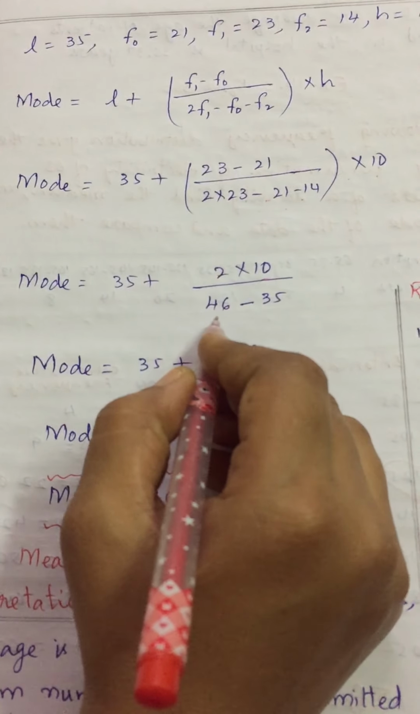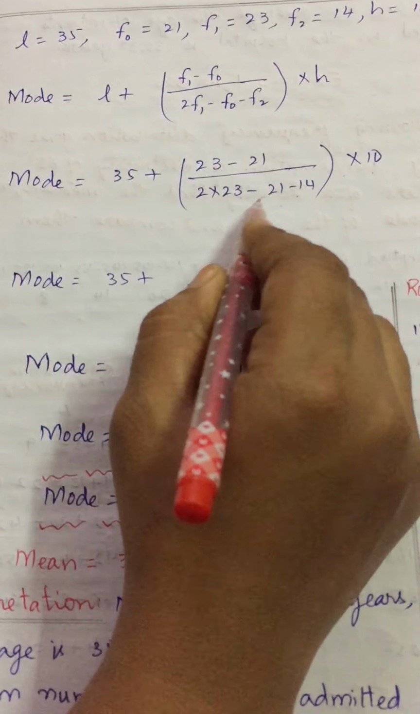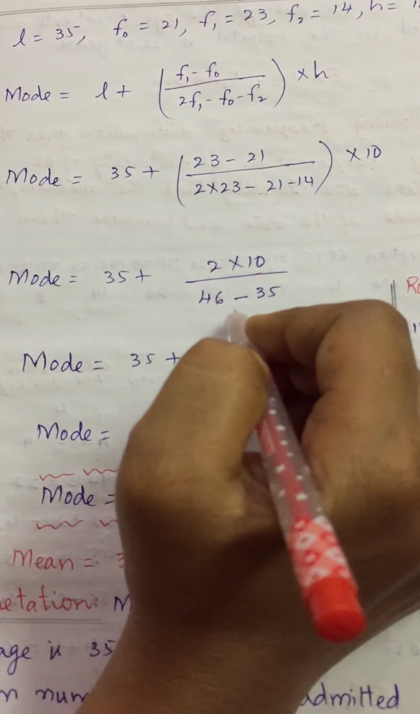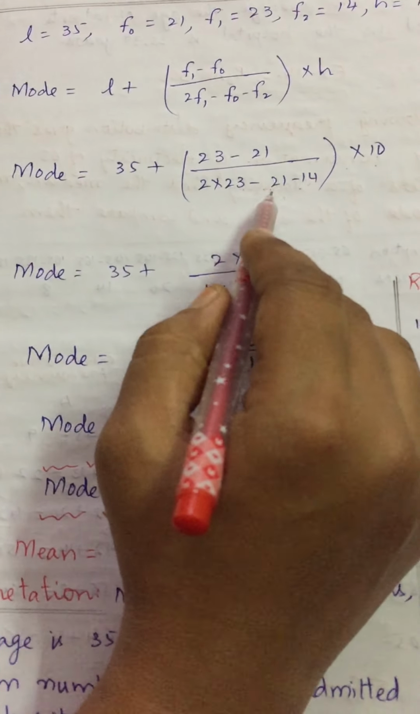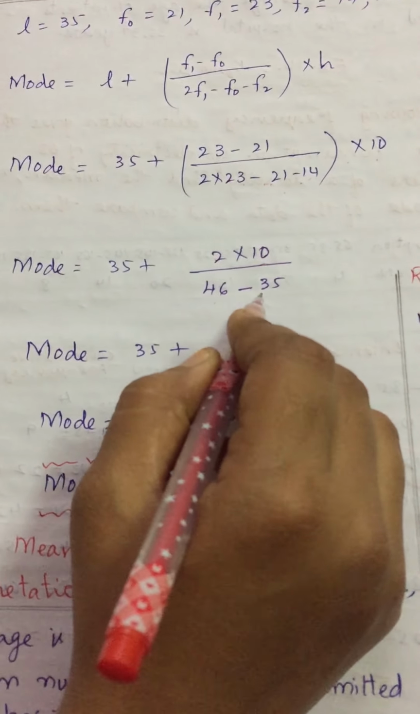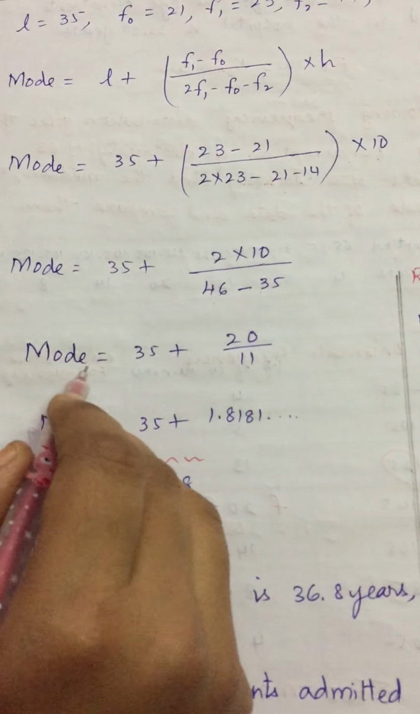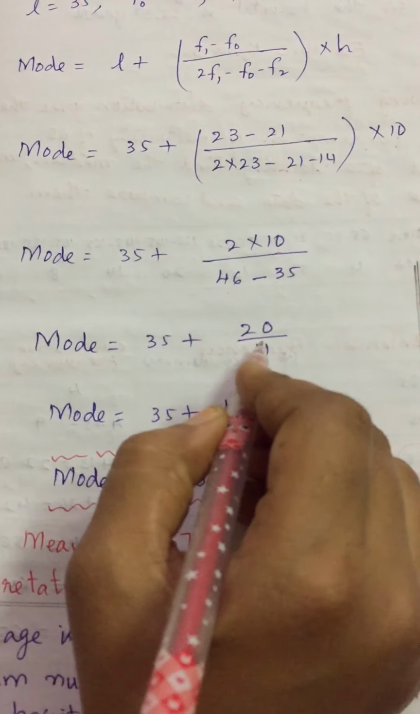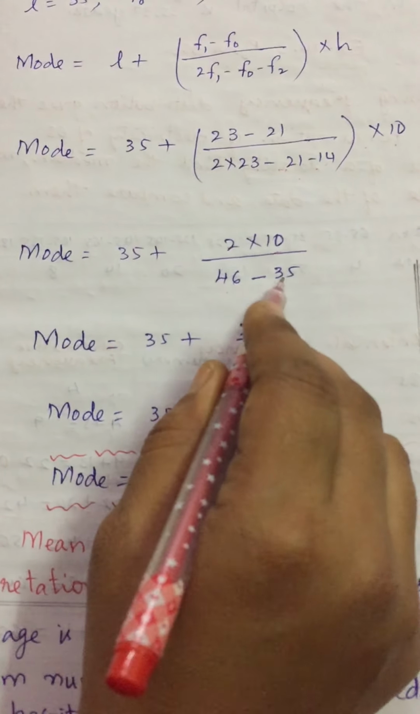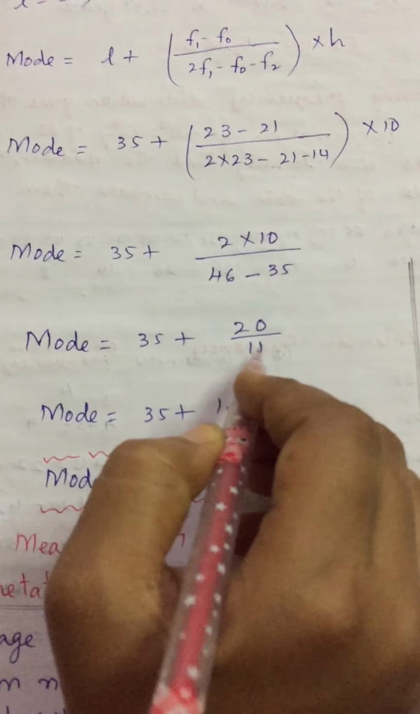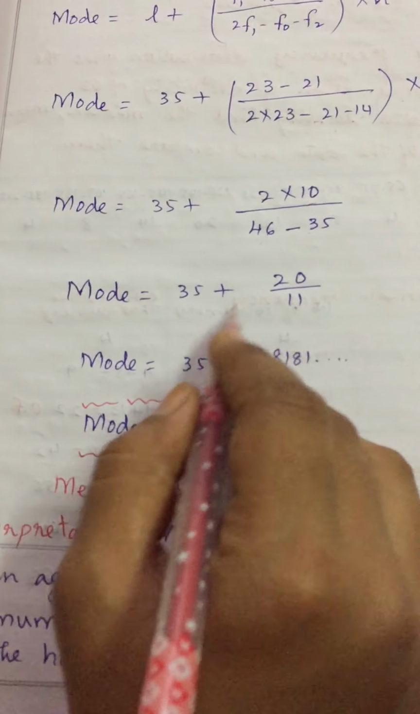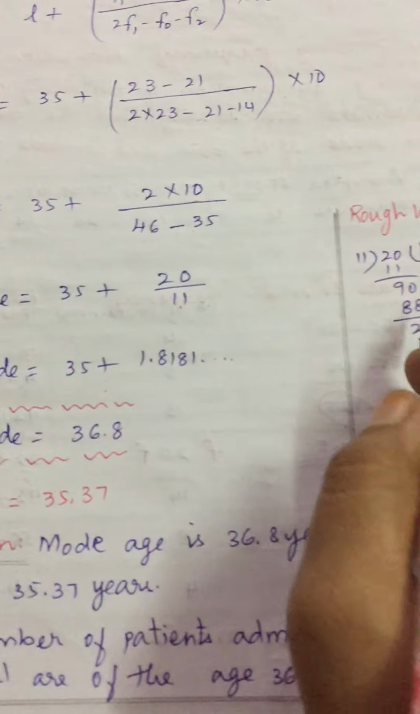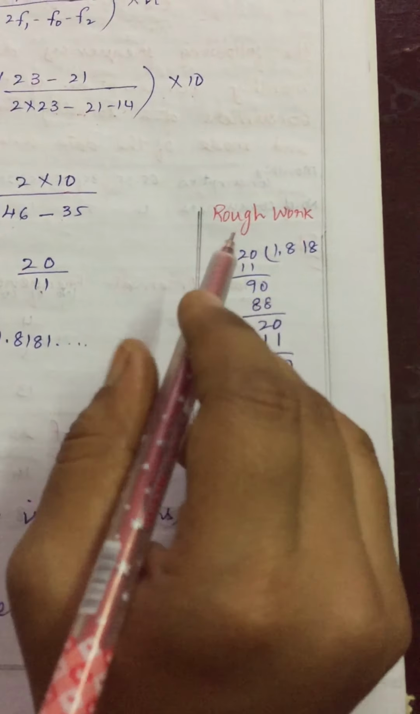2 into 23 is 46, minus, both are negative, children. So both negatives we will add, but write the negative sign only. So minus 21, 14 is nothing but 35. Clear, children? That is equal to 35 plus 2 into 10, 20, divided by 46 minus 35, which is 11. Clear? This 35 we write as it is plus, now this is a fraction, so we divide here. Let's see, 20 divided by 11.